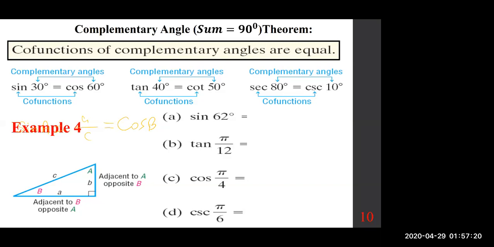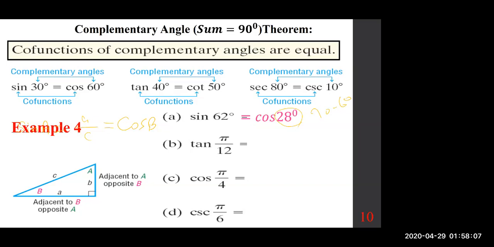Let's start with the first one. Sine of 62 degrees is equal to cosine of what? 90 minus 62. Therefore, it becomes cosine of 28 degrees. So this one is 90 minus 62. Does that make sense, everybody?